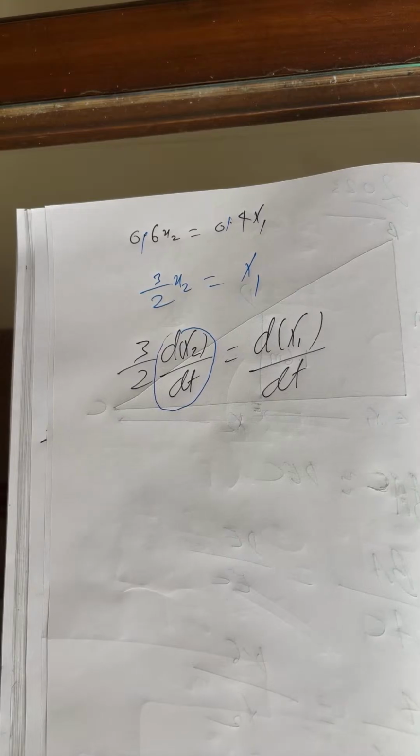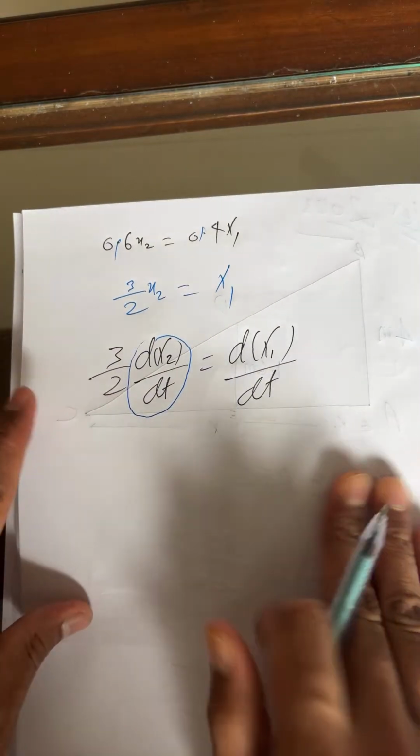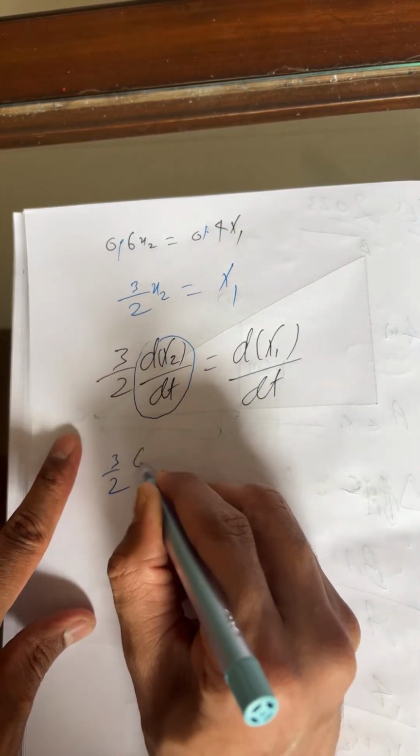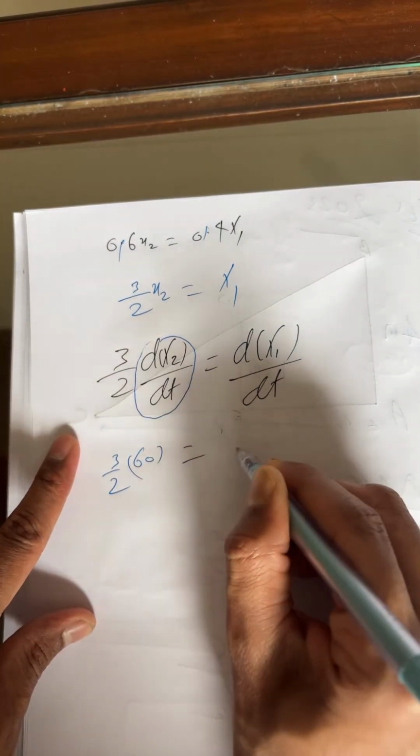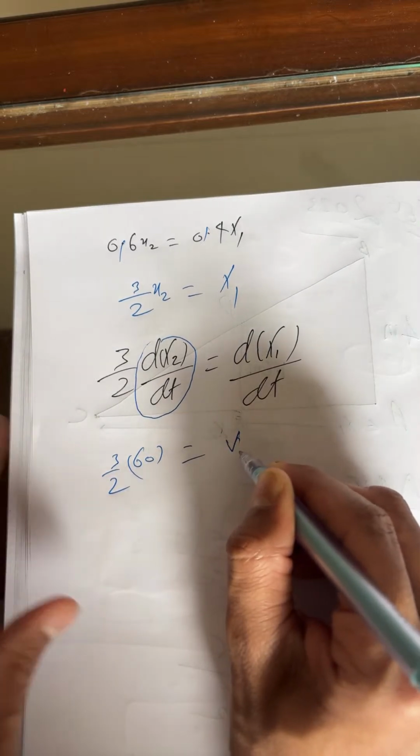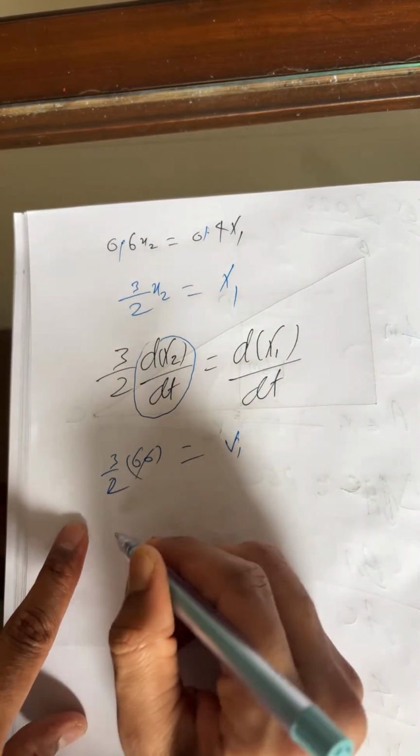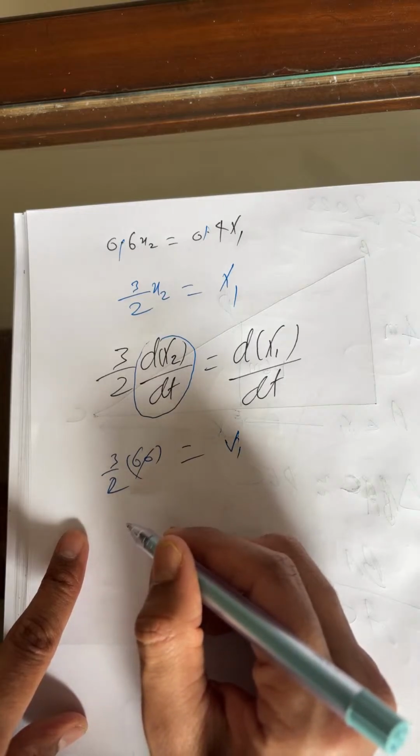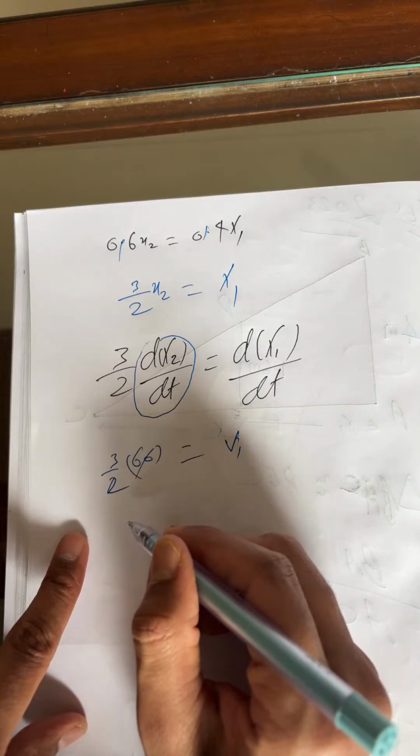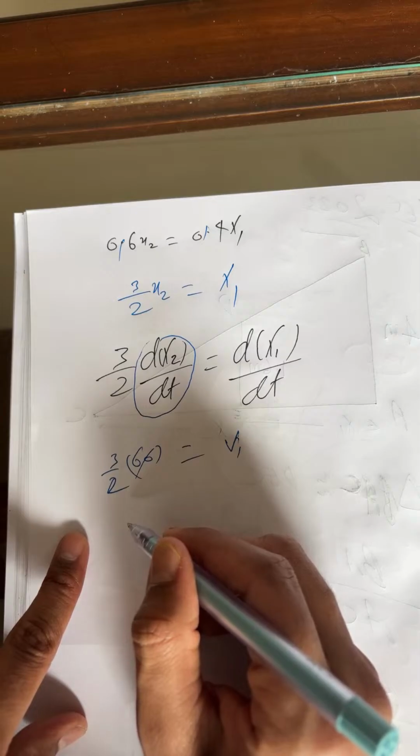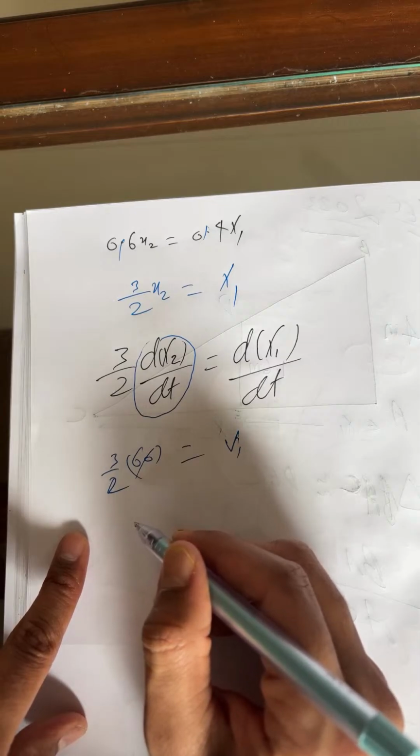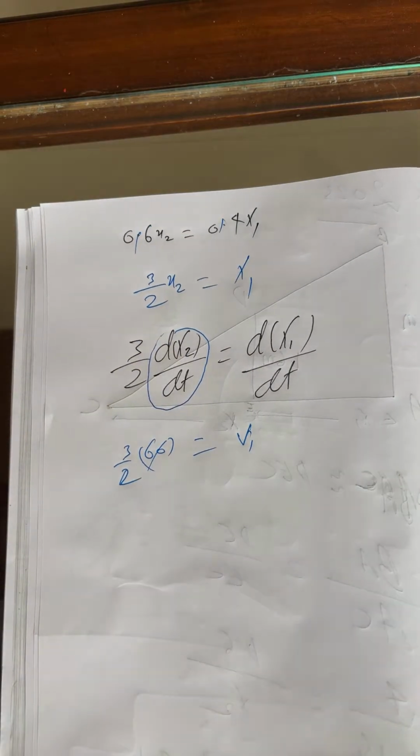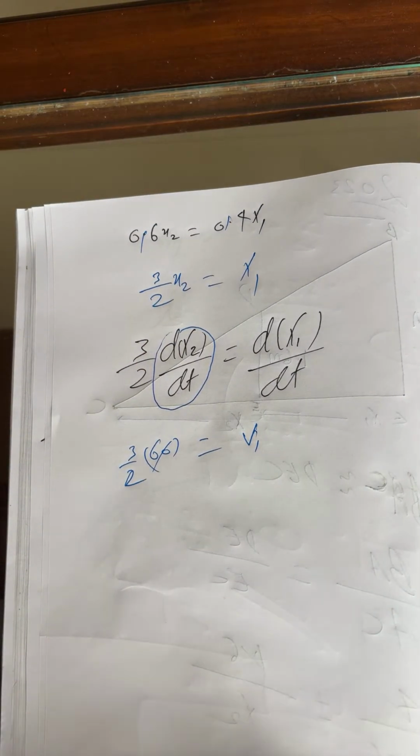The speed of the tip of the person's shadow we have to find. So this is 3 by 2 into 60 here. Cancel by the parts. What you have to find here?